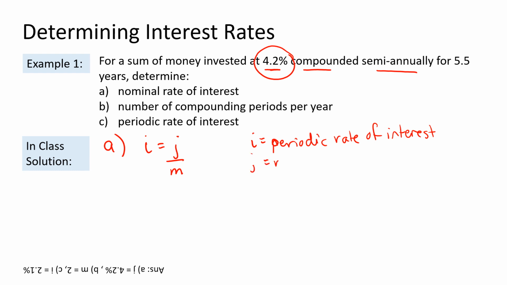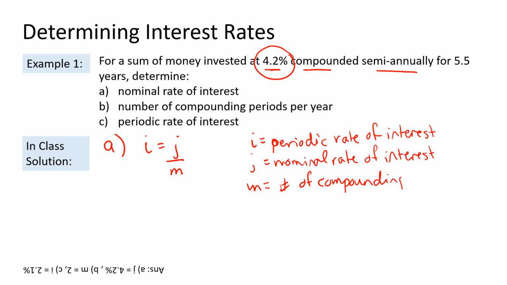J is your nominal rate of interest. And M is your number of compounding periods, but this is per year, okay? We're going to get into the total number of compounding periods, which is called N, next.